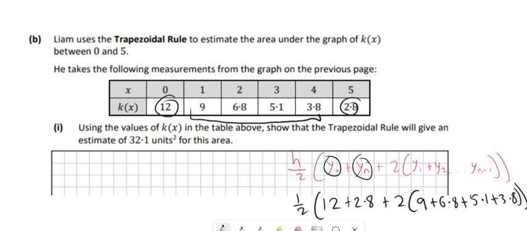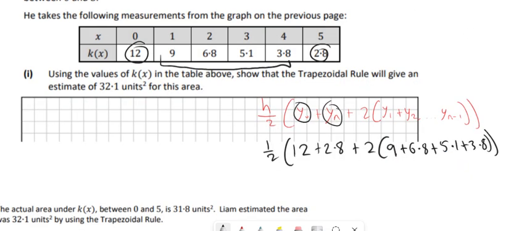And that's it. We just put all that into the calculator. So the value here is always how wide the strip is. This is always the height of the first strip, this is the height of the last strip, and then we do plus 2 times all of the strips in between those two, and that works it out, and it should give us 32.1 in the end.